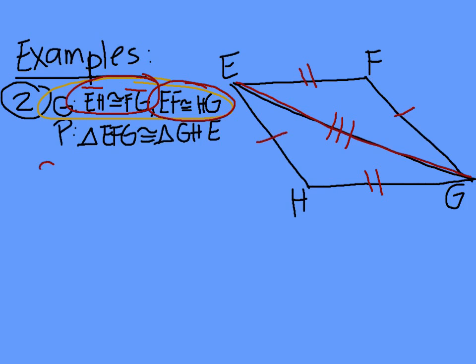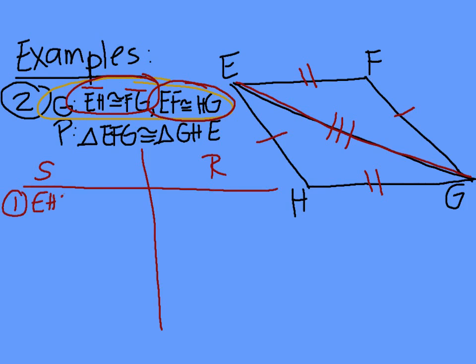So let's start with our 2-column proof. Now I'm just going to abbreviate to make things a little easier. You know, not that I'm lazy, it's just called efficiency. So we're going to write down our given first. EH is congruent to FG and EF is congruent to HG. And your reason is given.